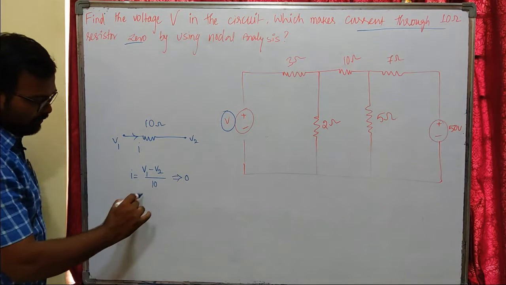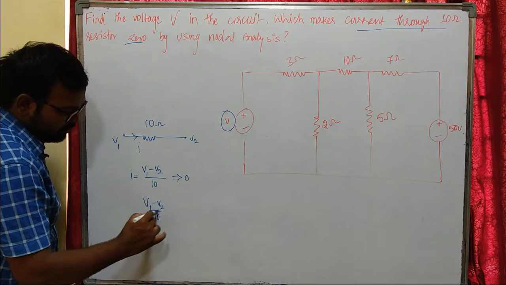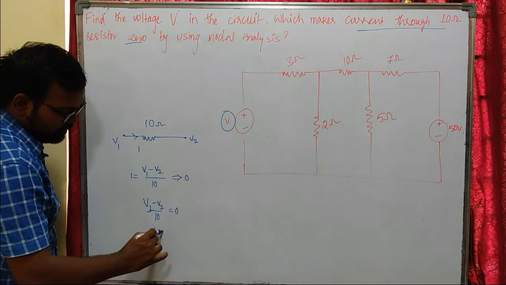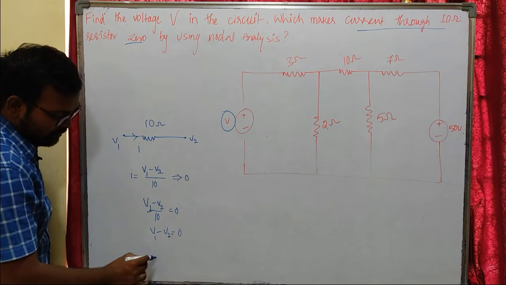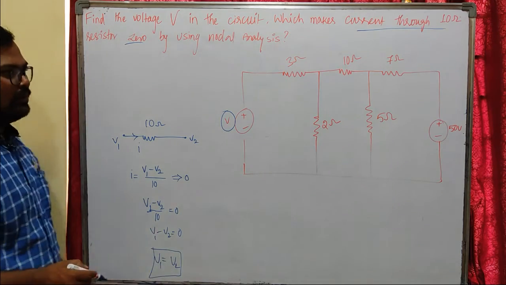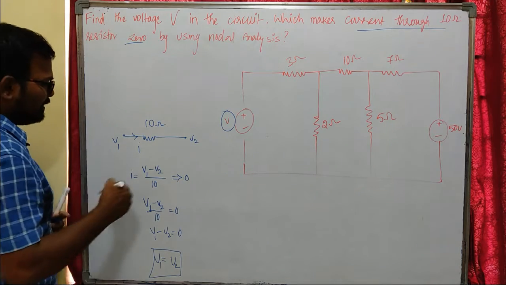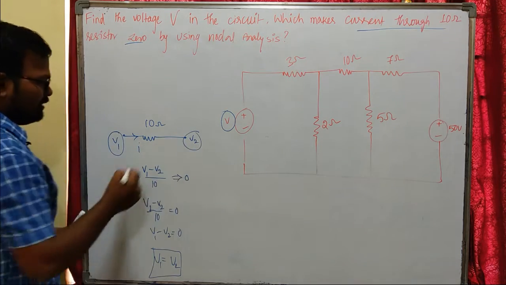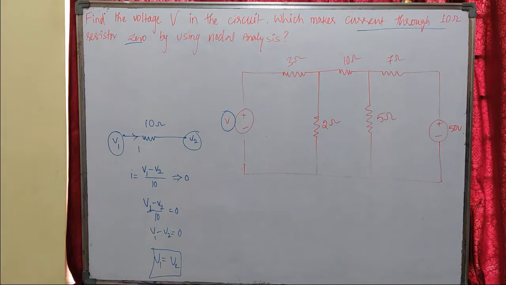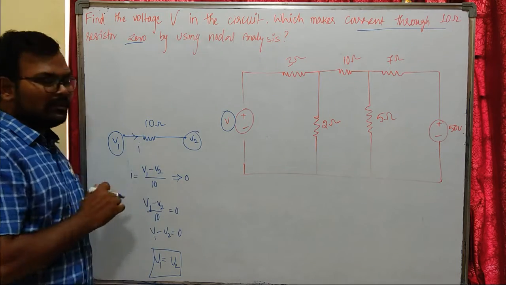So when will it be 0? That means (V1 minus V2) by 10 should be equal to 0, so V1 minus V2 should be equal to 0. That means V1 should be equal to V2. So this is one condition where the current through this 10 ohm resistor will be 0. Whenever the potentials on either side of the resistor are the same, the current through that element will be 0. That means if the potentials between two terminals of an element are the same, then the current will be 0.